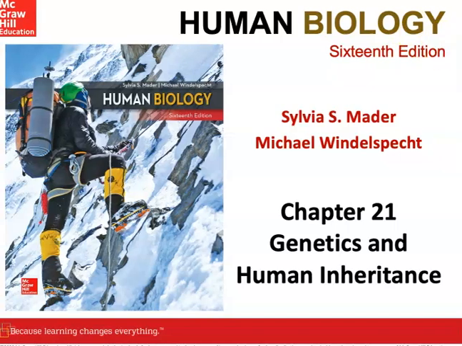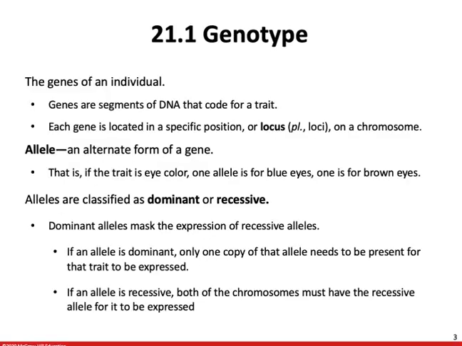All right, in this chapter, we're going to be talking about genetics and human inheritance. So we're going to start off by learning about genotype versus phenotype. Genotype is what we call the genes of an individual. So genes are just segments of DNA that code for a specific trait.